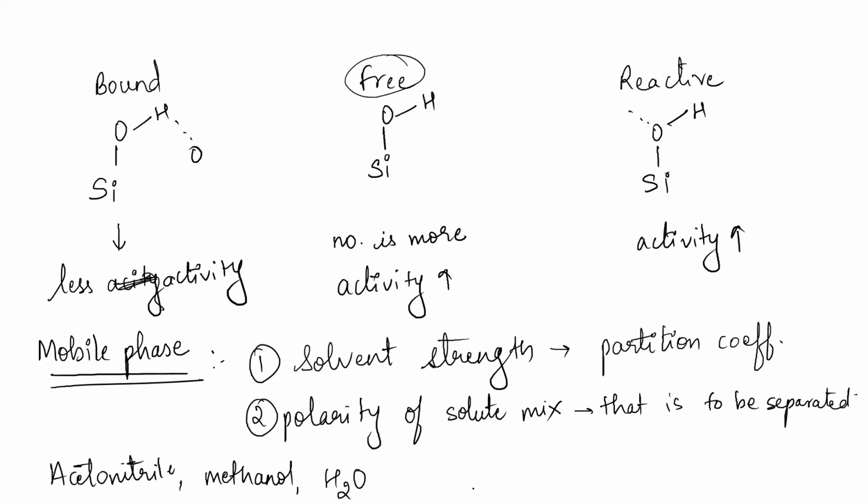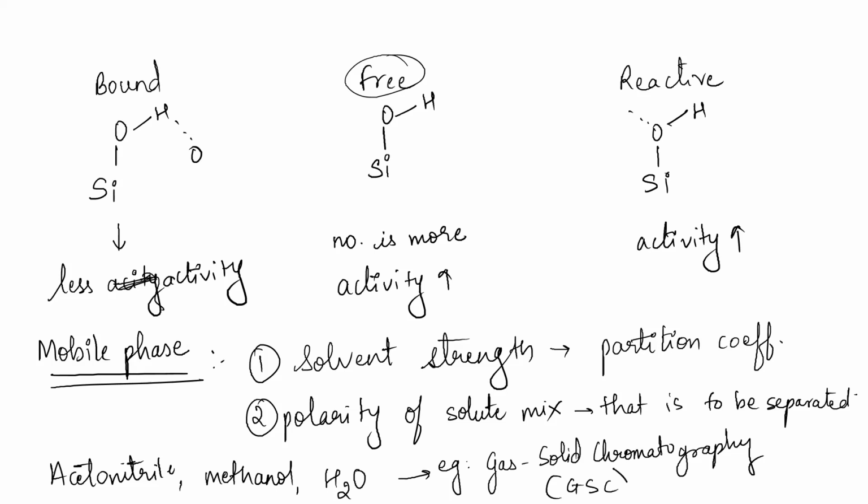Now, which is one type of adsorption chromatography? An example of a type of adsorption chromatography is gas solid chromatography, also known as GSC. The gas here is the mobile phase and the solid is the stationary phase.